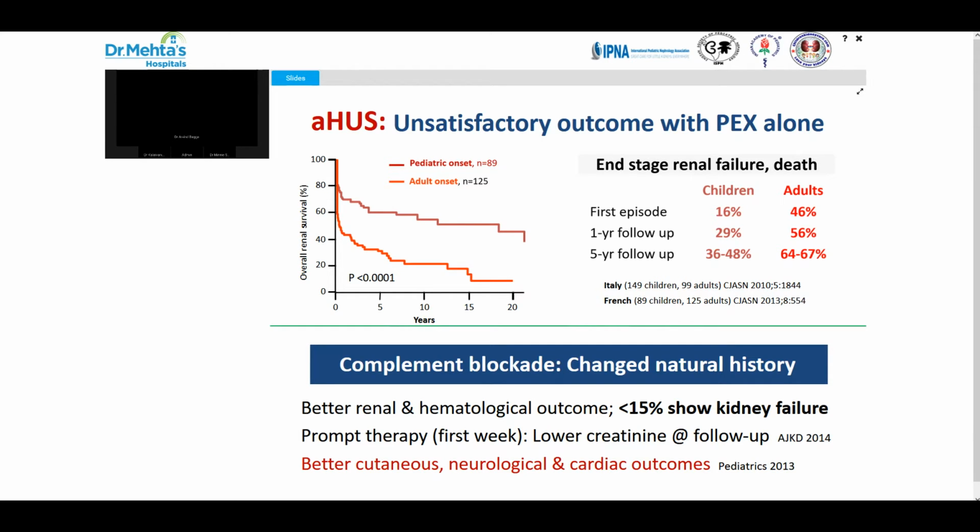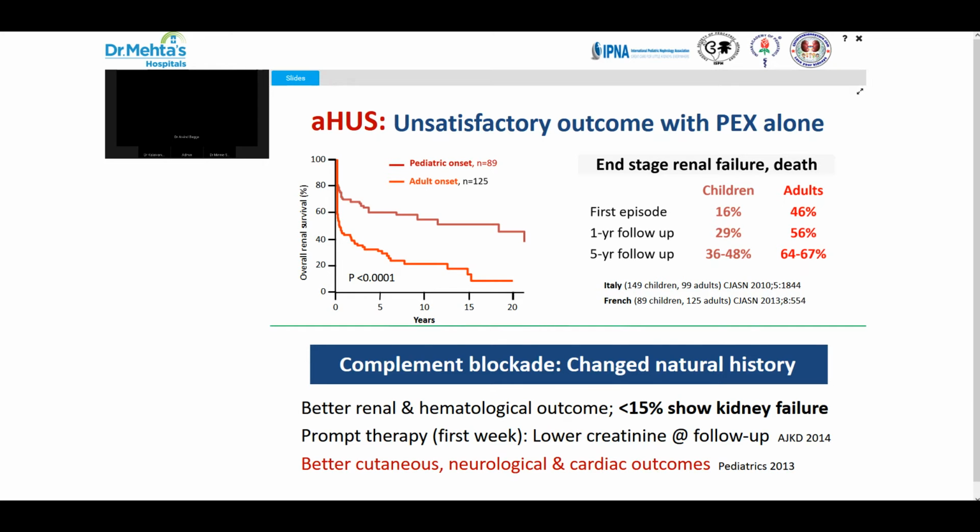And the outcomes are better even apart from the kidney, bone marrow, and blood. The outcomes as far as neurological features and cardiac outcomes are concerned are clearly superior. Our problem is that there is a lack of access to this medication.